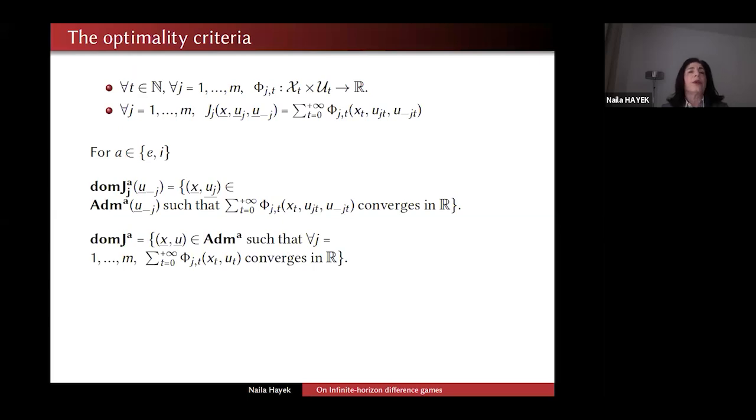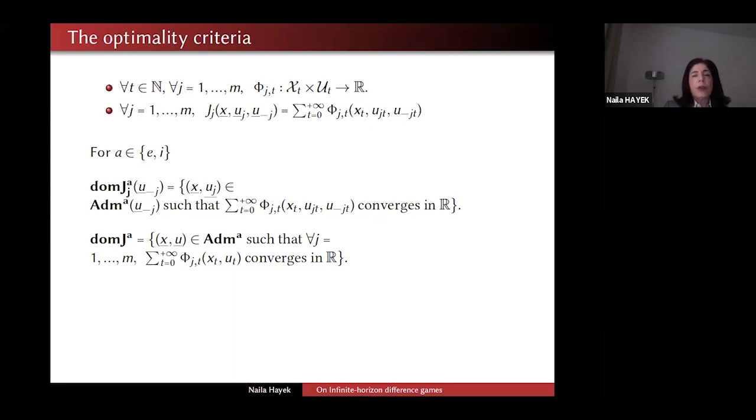So what are the criteria that we are going to work with? For every t, for every j, we define functions phi sub jt from X_t times U_t into R. And we define the criterion J_j of the state, the strategy of player j and the other strategies, which is the infinite sum of the phi_jt at x_t, u_jt, u_minus_jt.